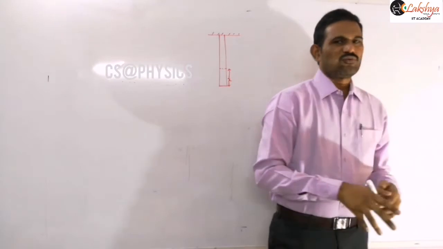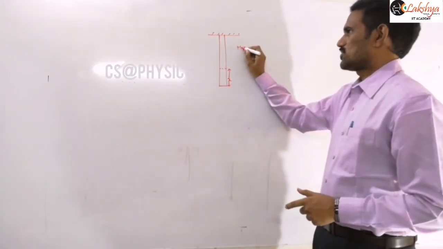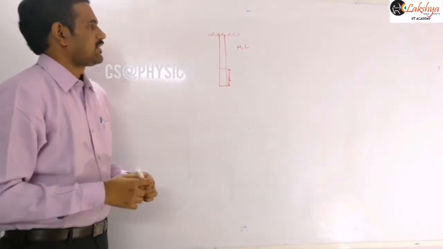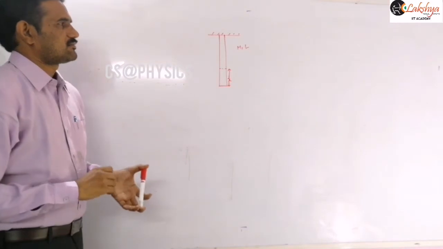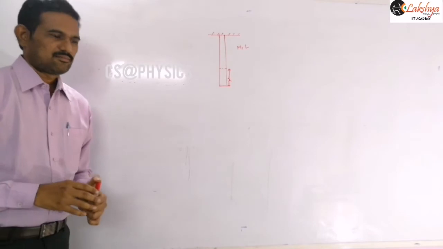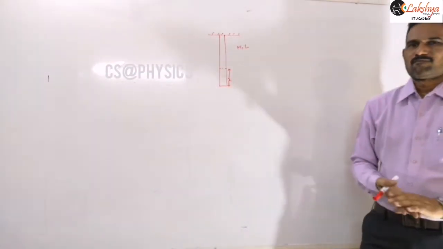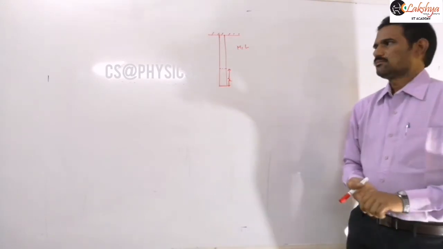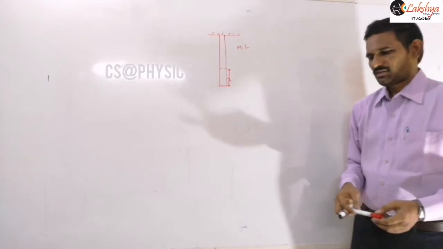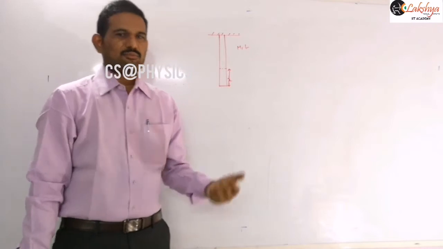A uniform string of length L and mass m is suspended from the ceiling. Find the expression for tension in the string at a distance x from the free end.